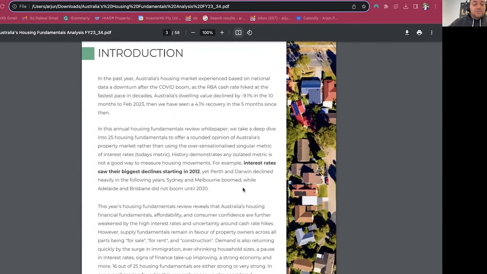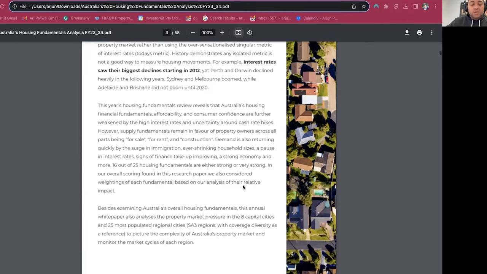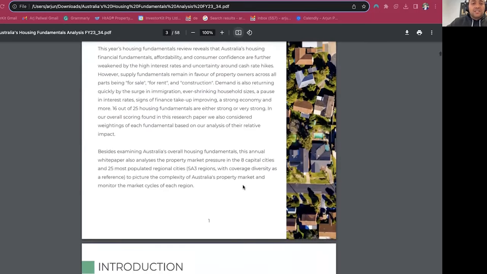So the first thing is we'll start off with the introduction of this report. We naturally saw the most interest rate increases in such a quick period, the interest rate cycle shifting, and nationally reported prices declining in the year leading up to this. We then saw a recovery as well earlier this year.